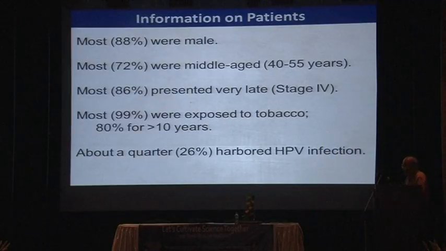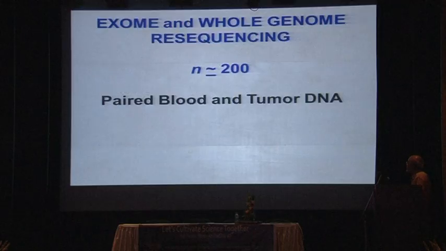it's not looking good, it's becoming more and more, it's spreading more and more widely, then we go to the doctor, and then it's usually quite late. So most patients actually present themselves at quite a late stage. Most patients in our study were exposed to tobacco. About 80% of them have been using tobacco, mostly chewing tobacco, for over 10 years. About 25% of them have HPV infection.